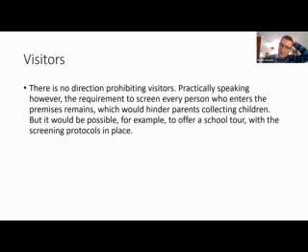Cool. So in terms of visitors, the updated directions don't have anything specific around prohibiting visitors. Practically speaking, however, having visitors could be challenging in terms of the screening requirements. But it is in theory possible to offer things like school tours if proper screening protocols are in place.